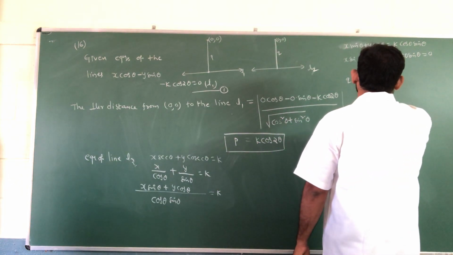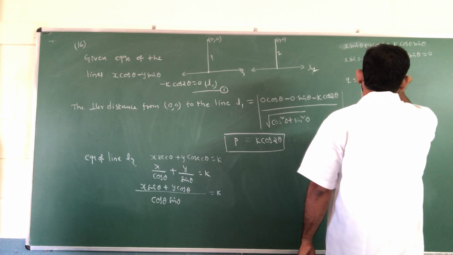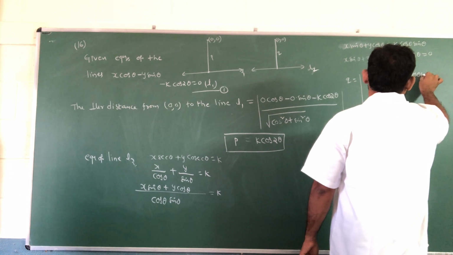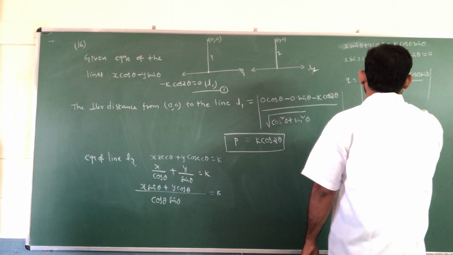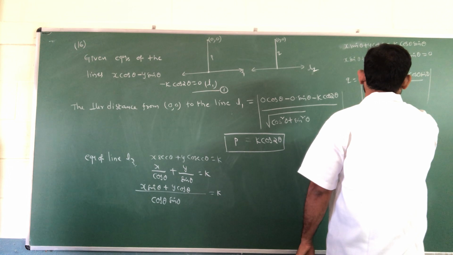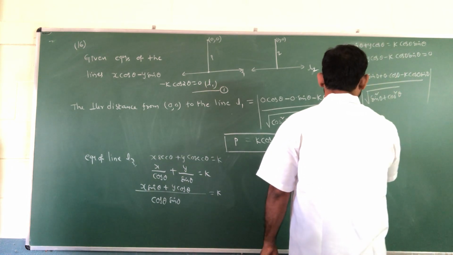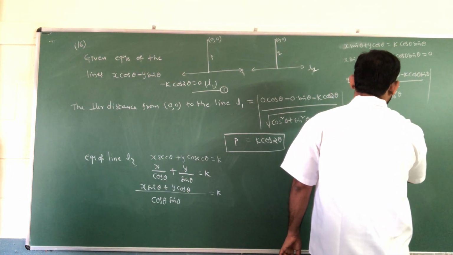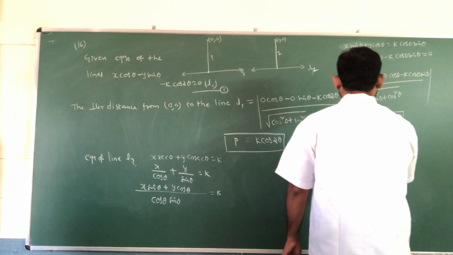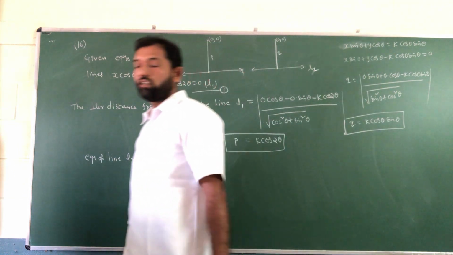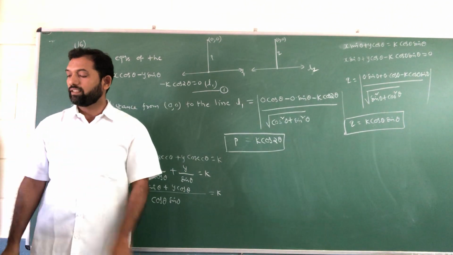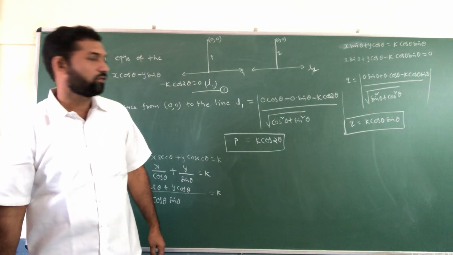So 0 into sin theta plus 0 into cos theta minus k cos theta sin theta, divided by root of sin square theta plus cos square theta. So therefore q is equal to k cos theta sin theta. So p value, q value, then substitute in the condition. You are going to prove that it is k square.